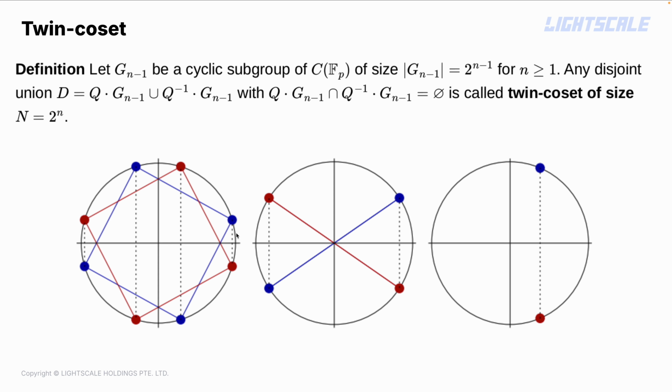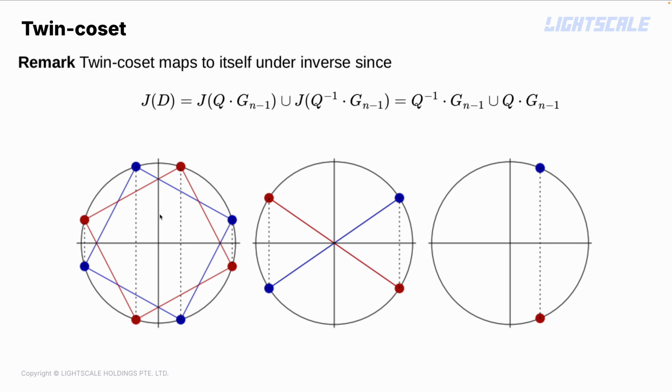So if you see this is, let's say, q, then blue is going to be the one coset, right? And the inverse of q, q minus 1, is going to be basically rotation in the opposite direction. So this rotation, and if we take a union of this, the whole thing is a twin coset of, let's say, 8 points, right? And we can see that twin coset maps to itself under inverse.